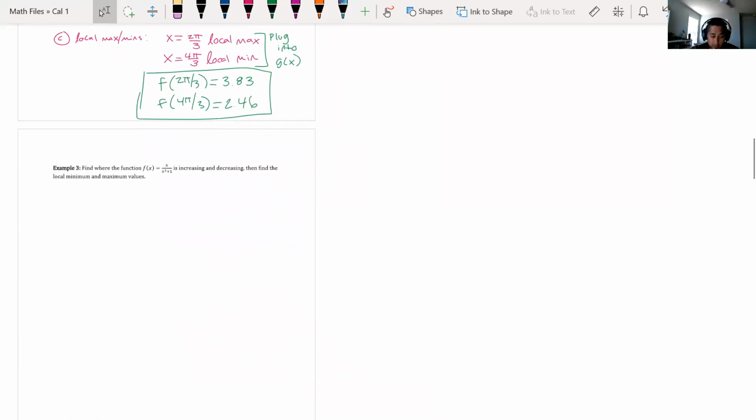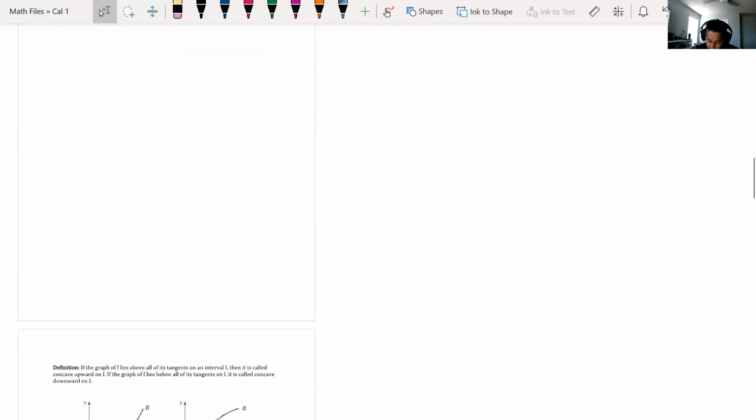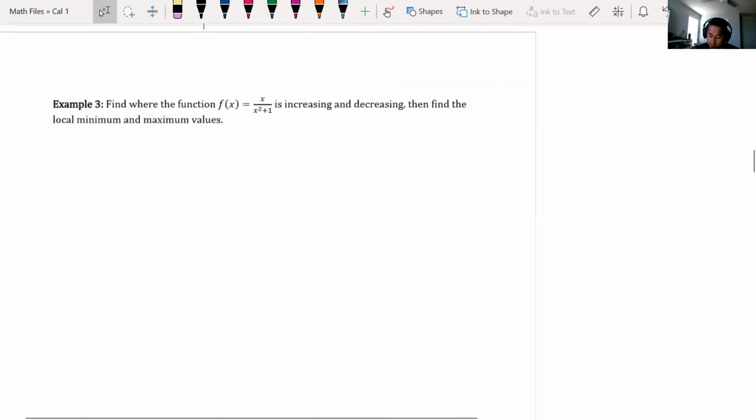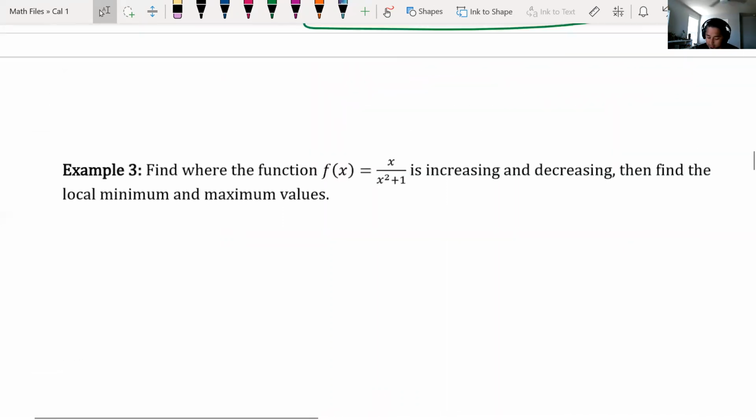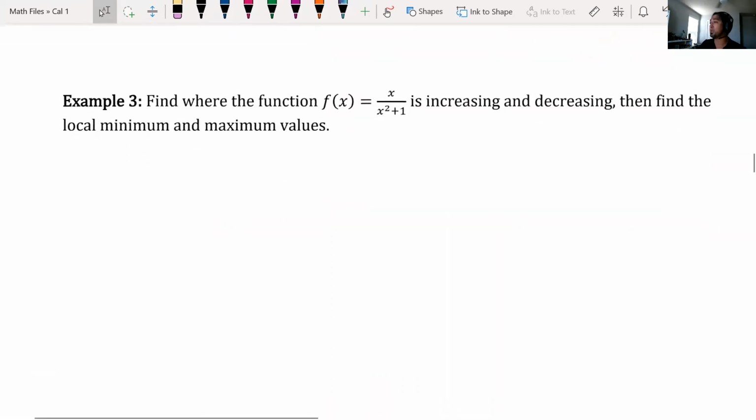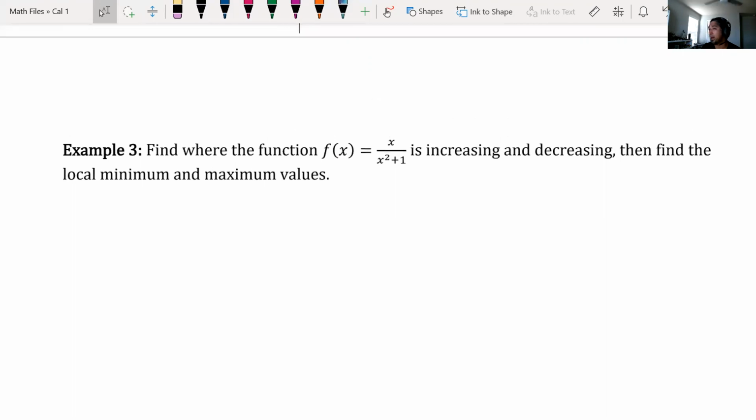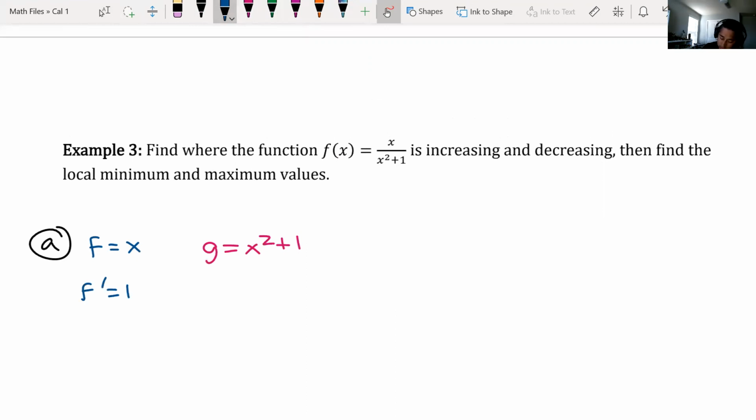Now this one is rational. And then after that's concavity. All right. Same thing for this one that we did for the others. Find where the function's increasing or decreasing, and then find maximum and minimum values. So A, we want to find the derivative, but it's a quotient. So this means that f will be x, g will be x squared plus 1, f prime is 1, g prime is 2x.